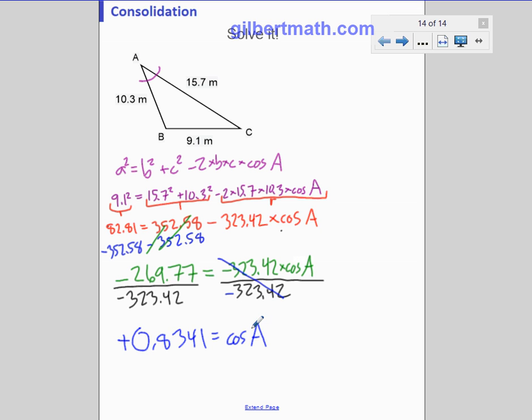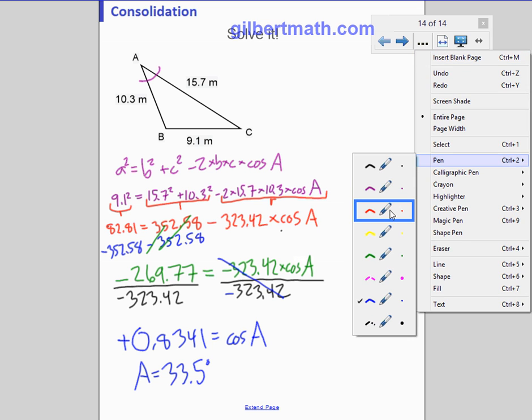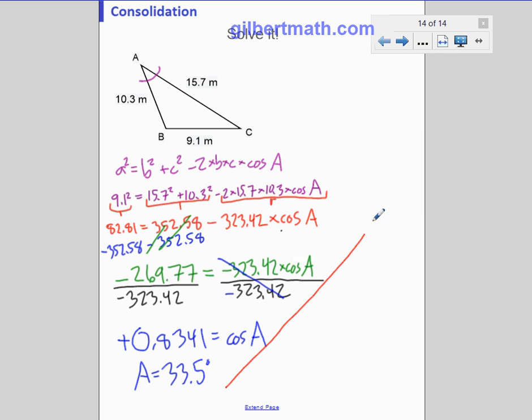My final step is to take the inverse cos of my answer, and I end up with A equal to 33.5 degrees. I might just go ahead and leave it as 33.5. I don't really like rounding the 0.5s because I find you lose a lot no matter what direction you go. From here, I can put in my 33.5 degrees. And I have two more angles to solve for.